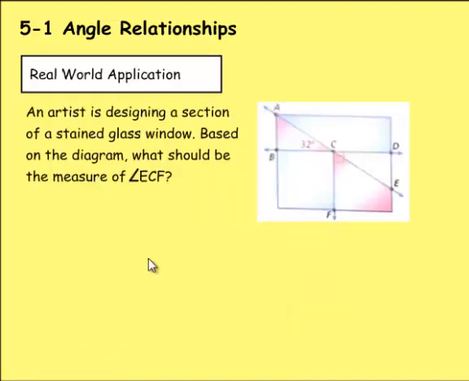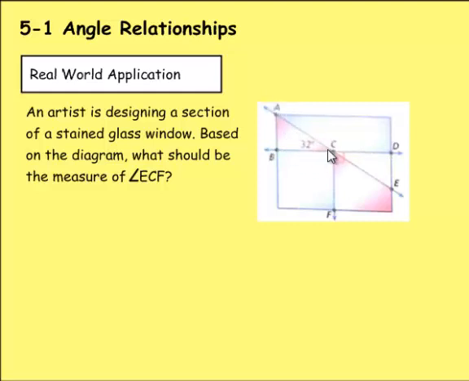Let's do a real-world application then. An artist is designing a section of stained glass window. Based on the diagram, what should be the measurement of angle ECF? So here's ECF. What would that be? And we had to use a couple of the things that we've learned so far. And I want to use these lines here to use the supplementary method. So here I see that BCA is supplementary to DCA because there's this line right here. They both make this line.